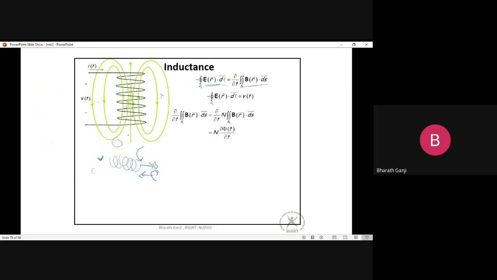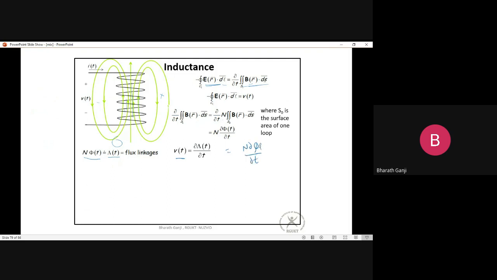So here I can say that ∂B/∂t is nothing but, if instead of one loop there are N loops, then it becomes N times ∂φ/∂t. So every time, instead of writing N times φ, I'm going to use a Greek letter, Λ(t), which is nothing but the flux linkage. So the EMF that is generated is nothing but the rate of change of the flux linkage, usually written as N times ∂φ/∂t.